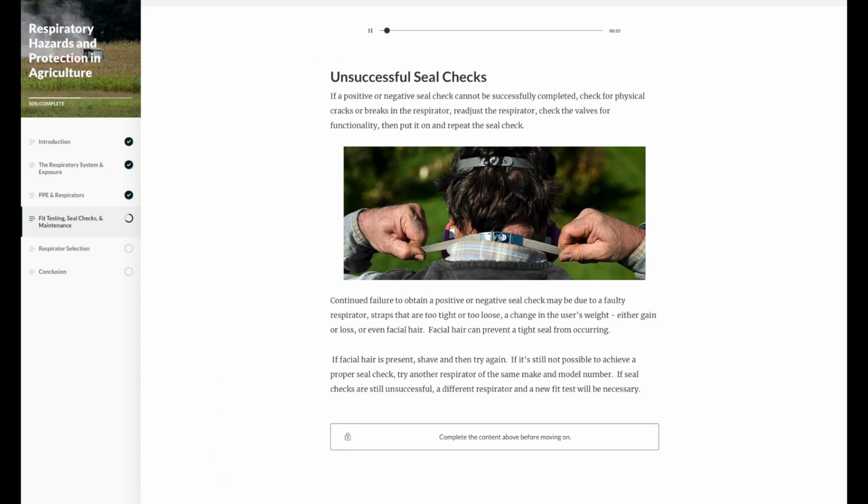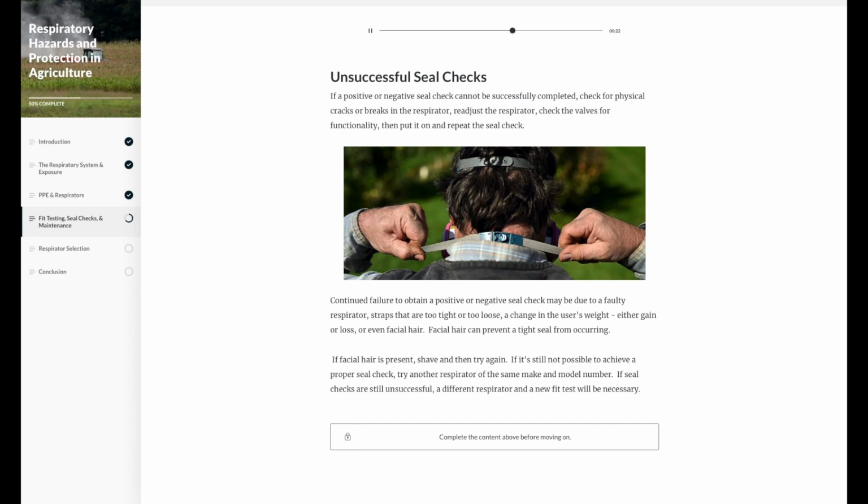If a positive or negative seal check cannot be successfully completed, check for physical cracks or breaks in the respirator, readjust the respirator, check the valves for functionality, then put it on and repeat the seal check. Continued failure to obtain a positive or negative seal check may be due to a faulty respirator, straps that are too tight or too loose, a change in the user's weight, either gain or loss, or even facial hair.